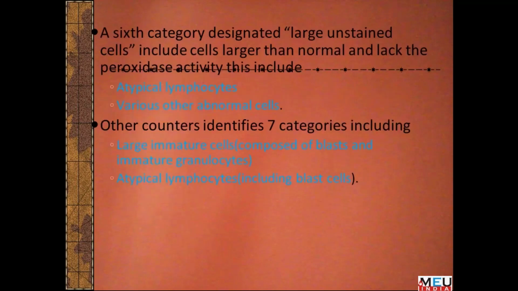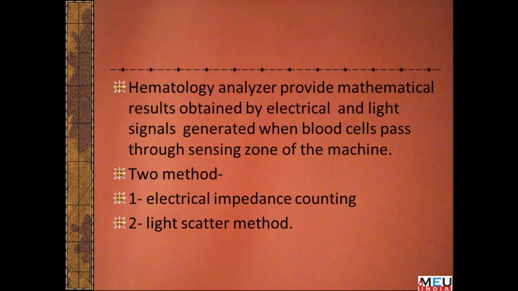A sixth category, the large unstable cells, is included. They are larger than normal, and they don't have any peroxidase activity. They could be abnormal lymphocytes or other abnormal cells. Some modern cell counters also have flagging for large immature cells, composed of blasts and immature granulocytes, and atypical lymphocytes, which include the blast cells.